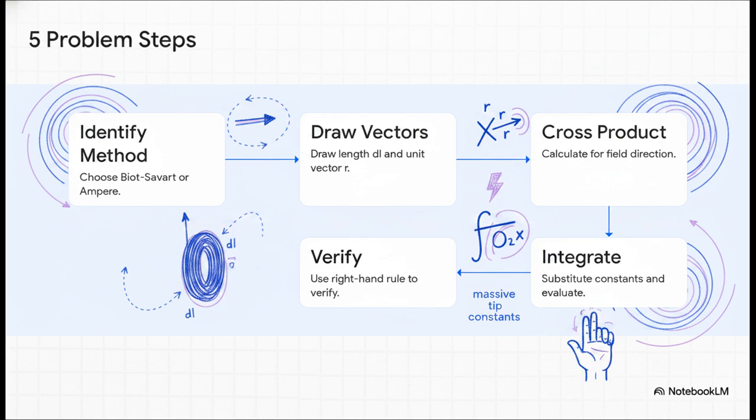Step 4, substitute your given quantities and integrate. And here is a massive pro tip. Factor all the variables that remain constant out of the integral. It makes the math significantly less nasty. And finally, Step 5, verify the direction of your answer using the right-hand rule.